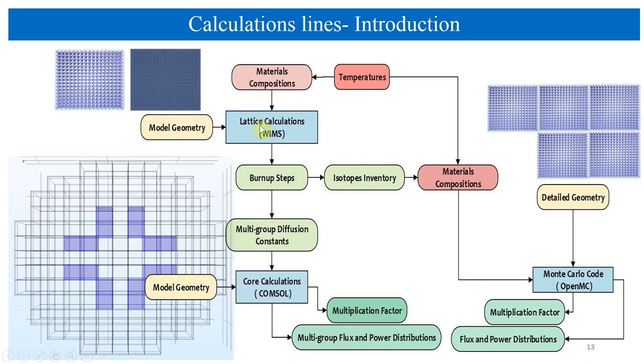Also, I can use the isotopes inventory. I don't need to make a condensation to multi-group cross-sections. No, I need the isotopes inventory with burn-up steps, and I can introduce it into the material card of OpenMC. I can use a detailed geometry now to find the multiplication factor and the flux and power distribution.